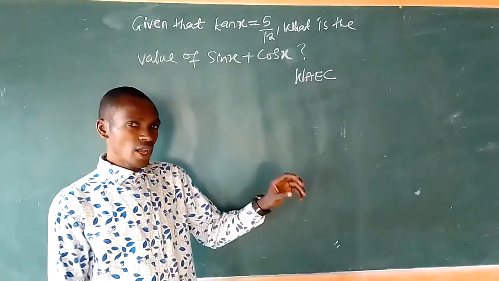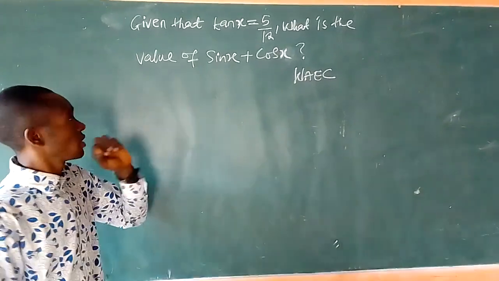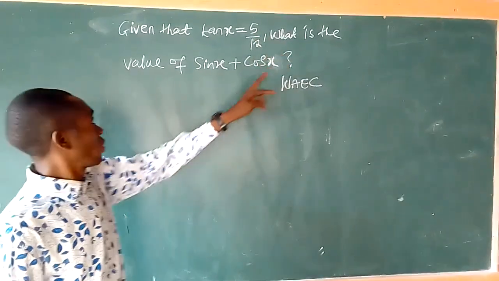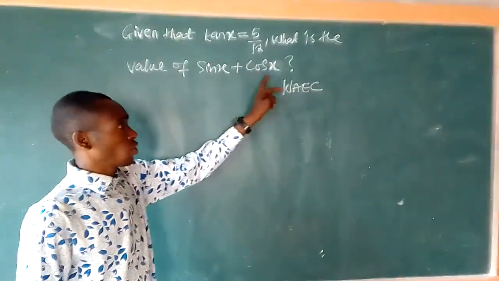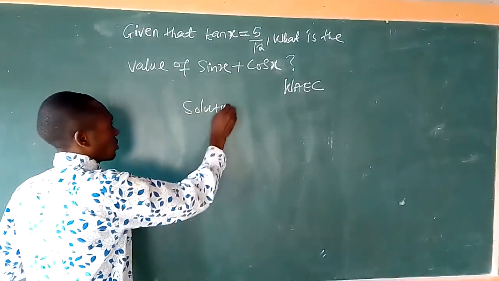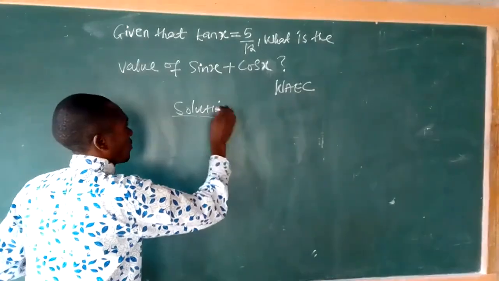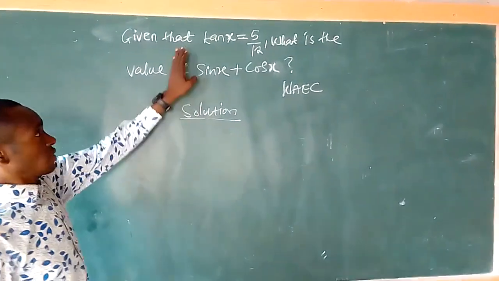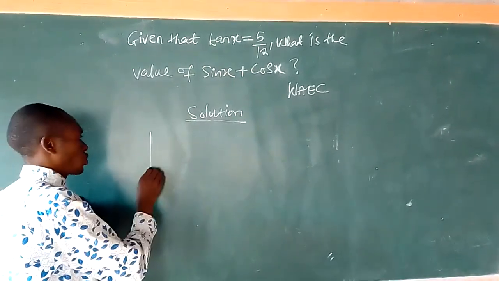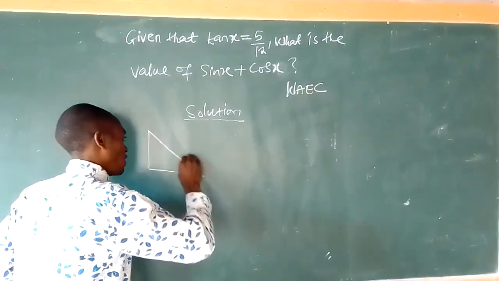Today we're going to be looking at this question in mathematics. It says that given that tan x equals 5/12, what is the value of sine x plus cos x? Now this is a simple question to solve. We have here that tan x is 5/12. So the first thing to do is to draw a right angle.